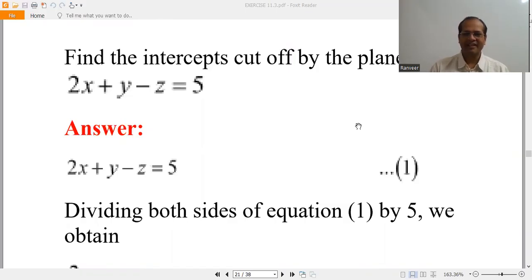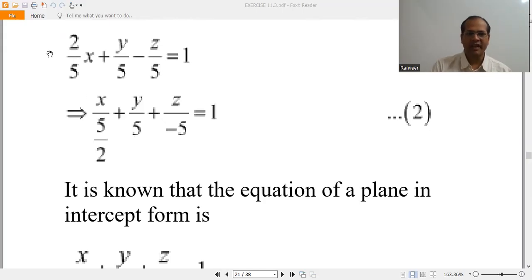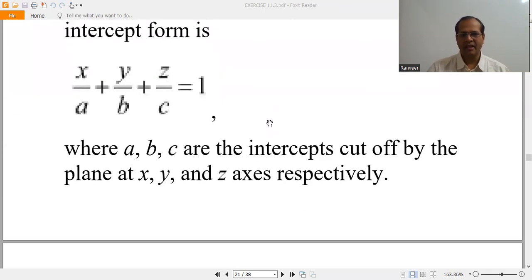So for that, on the right hand side, if you see, the constant 5 is there. So divide by 5 on the left and right side. So we will get this value. Now making the coefficient unity, for that we have to write like this: x by 5 by 2, y by 5, z by minus 5. And we know the equation of the plane in the intercept form is x by a plus y by b plus z by c equal to 1.